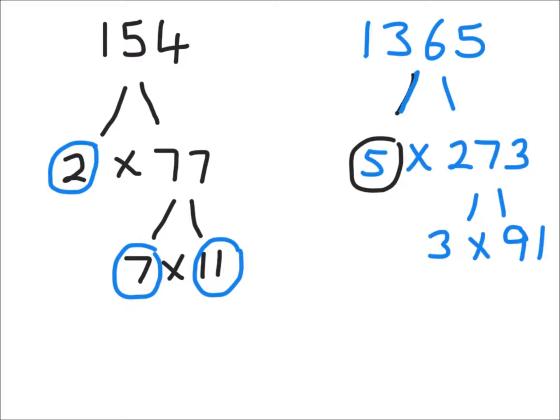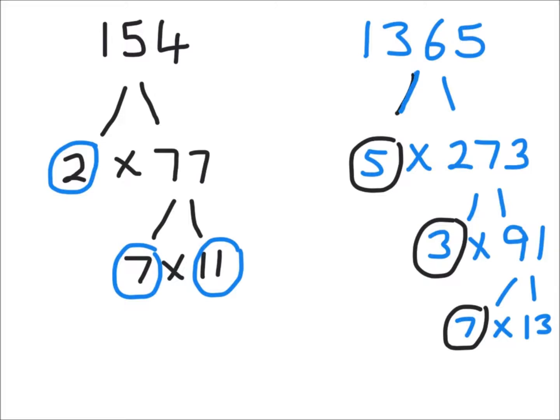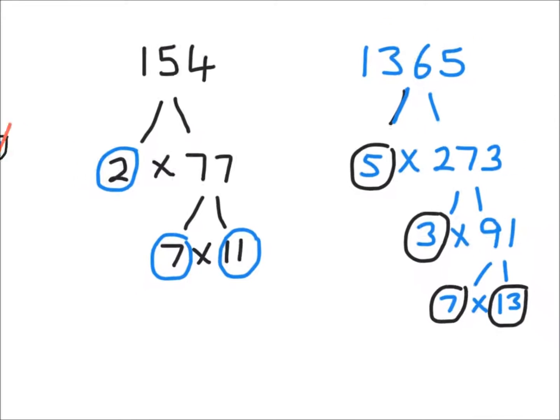Is 3 a prime number? Yes, it is. Fantastic. Is 91 a prime number? No, it's not. 91 is a multiple of 7, and it's 7 times 13. Let's look at each of those numbers in turn. Is 7 a prime number? Absolutely it is. Let's circle it. We're done. And is 13 a prime number? Yes, it is. So we can circle it. We are done. We have found the prime factors of 1,365. There they are, circled in black. Now I'm just going to shrink the screen like in the previous example.